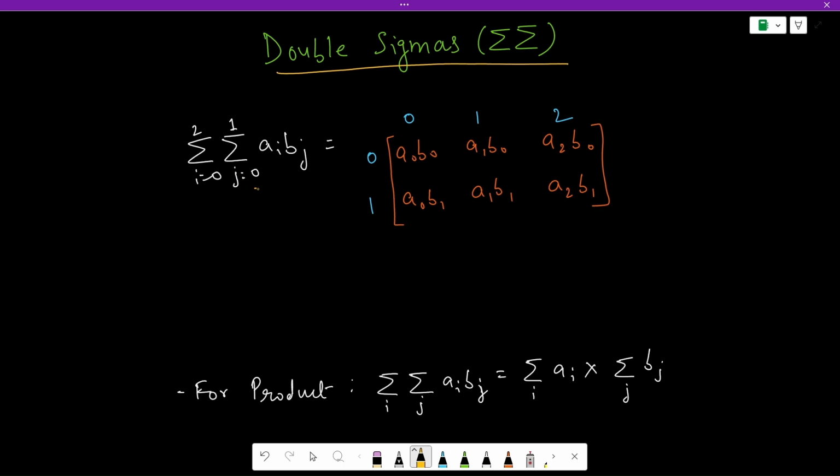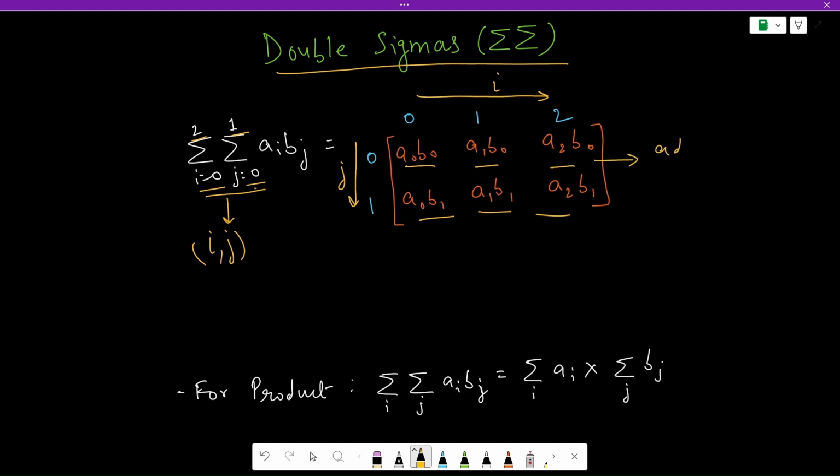Now double summation means that we need to have all the combinations of these summations. For example, here we need all the combinations of i and j, where i is in the range 0 to 2 and j is in the range 0 to 1. So to write all the combinations, I have created a matrix where i is in the horizontal direction and j is in the vertical direction. So these are the 6 combinations that we get from this range. Now we need to add all of these 6 values to get the value of this double sigma aibj.